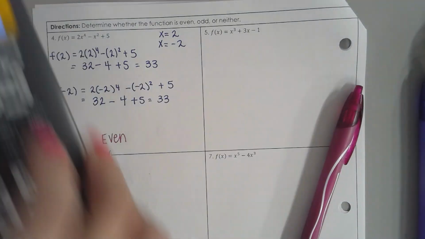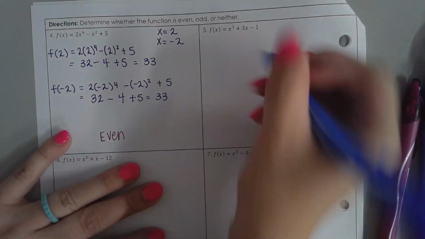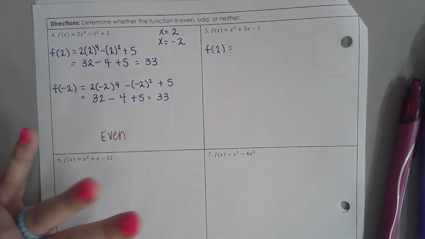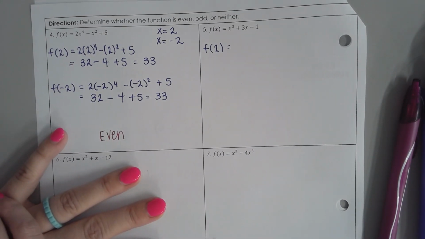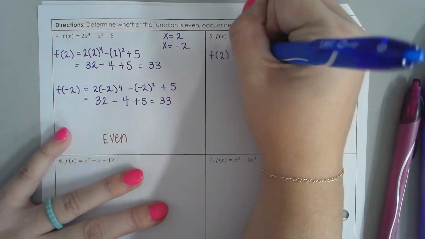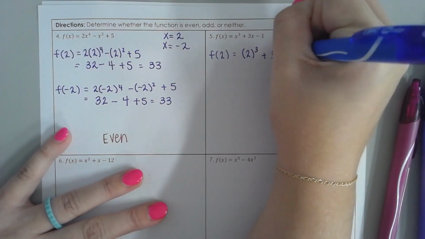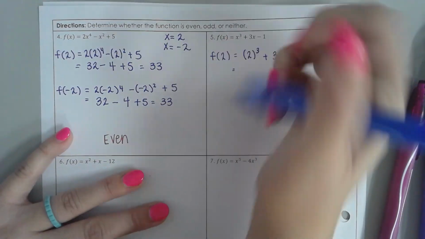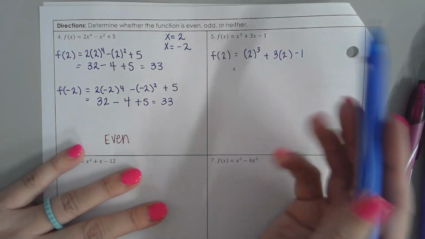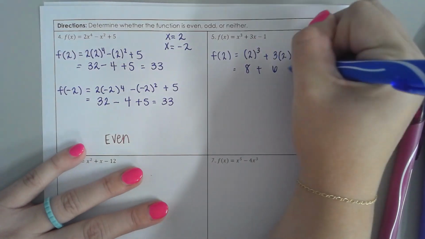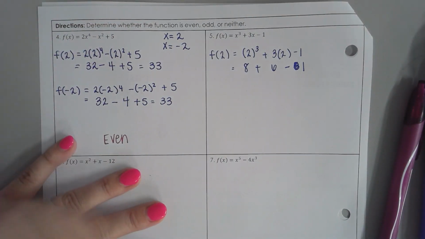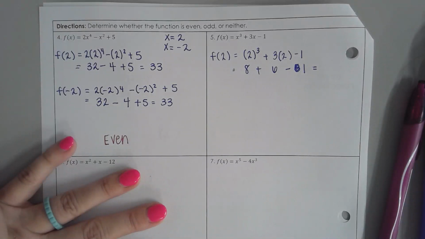Okay. Let's try number 5. F of 2. I would generally always use 2 just because you're going to be using smaller numbers, and you likely would not get a calculator on this part. 2 cubed plus 3 times 2 minus 1. 2 cubed is what? 8, plus 6, minus 1. Why did I put 5? Minus 1. You get 13.